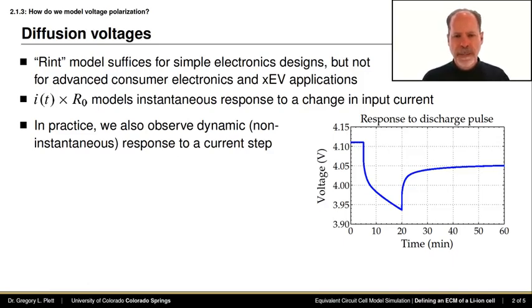Perhaps you can see that the instant in time that discharge current is applied to this cell, the voltage responds with an immediate decrease.